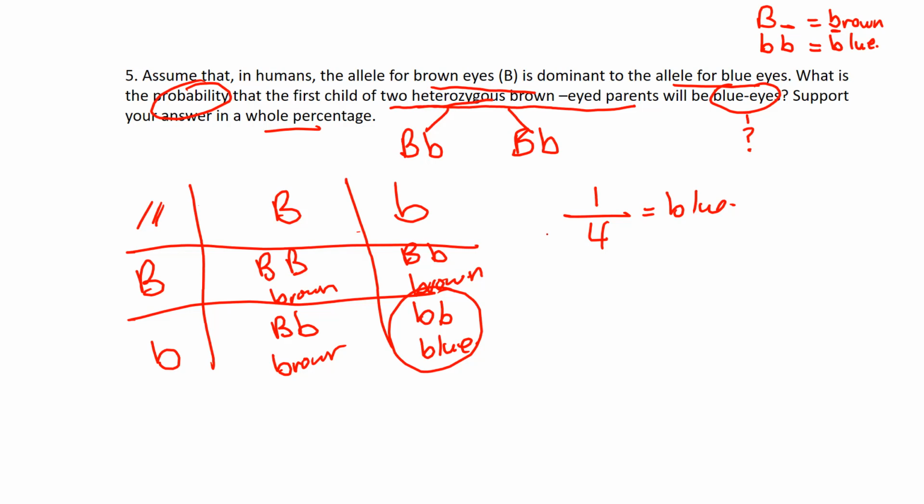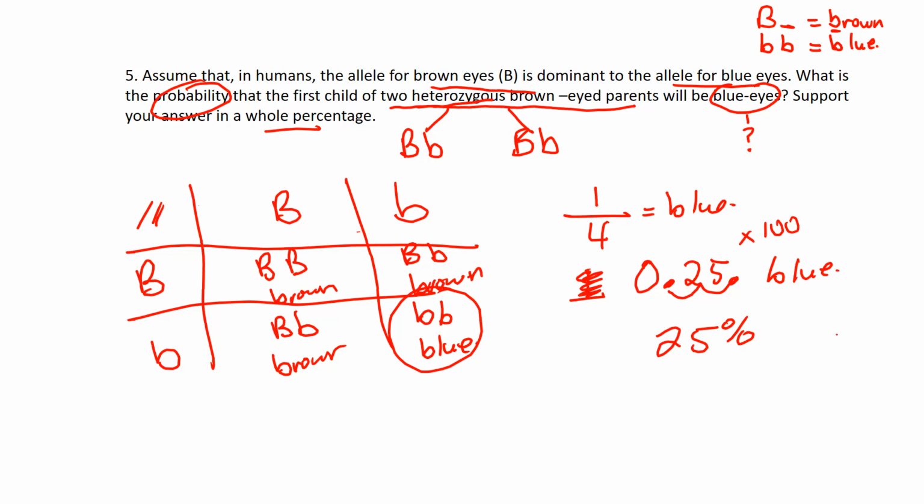Okay, so whole percentage, if we have the decimal, 0.25 are going to be blue. If we want it in percentage, we multiply this by 100 or simply just move the decimal over 2 places. And we end up with 25% chance of having a child with blue eyes with those 2 parents.